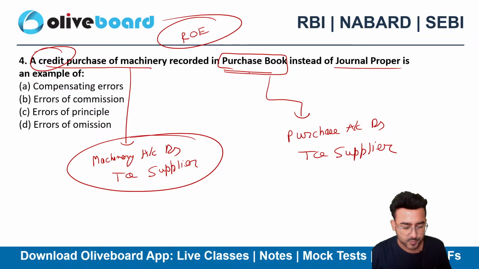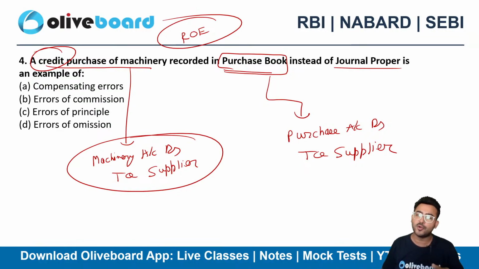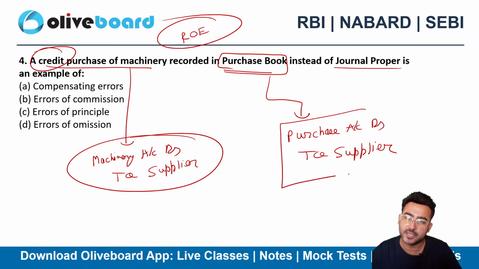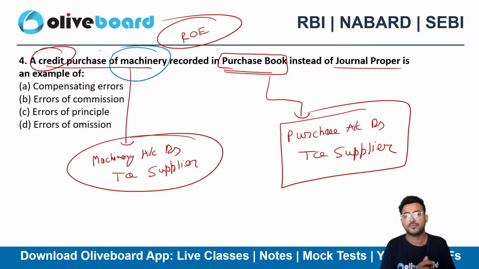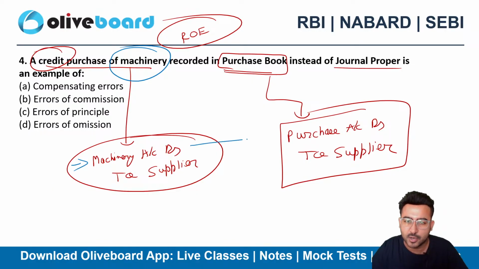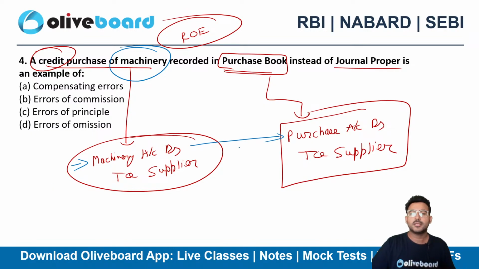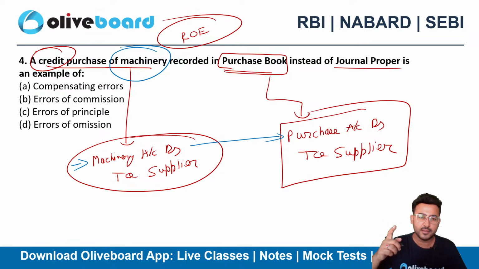Routing it via the purchase book means he has made the entry purchase account debit to supplier. It seems my accountant's basic fundamentals of accounting are a bit shaky. Machine is a fixed asset, machine is a fixed asset. Why will I debit purchase account? I should debit machinery account. So can I say that instead of machinery account he has debited purchase account? What kind of error is this? Compensating error, commission error, error of principle, or error of omission? Any opinion?